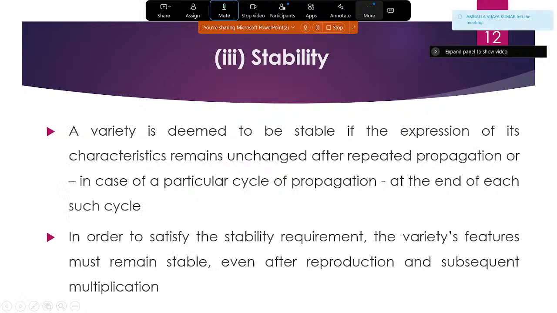Then stability. A variety is deemed to be stable if the expression of its characteristics remains unchanged after repeated propagation, or in case of a particular cycle of propagation at the end of each such cycle. So the expression is stable. In order to satisfy the stability requirement, the variety's features must remain stable even after reproduction and subsequent multiplication. So when you multiply it a few times, still the characteristics remain stable, or the expression remains stable. So that will be the criteria.